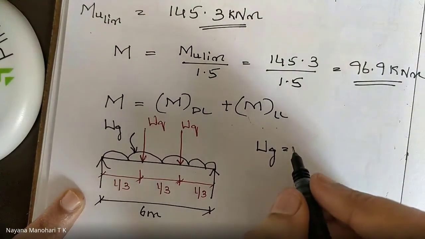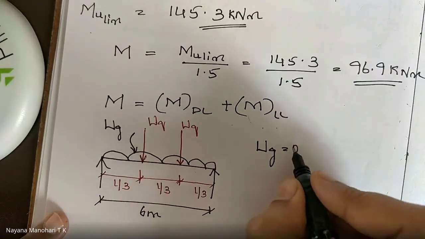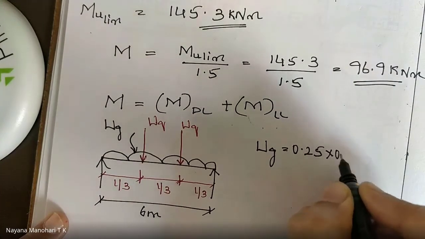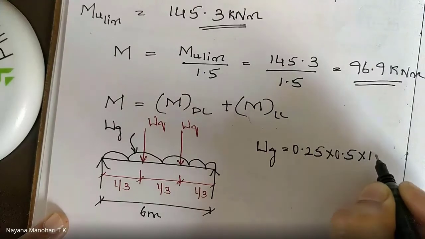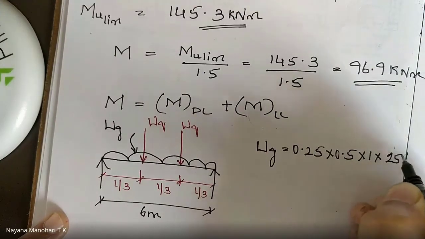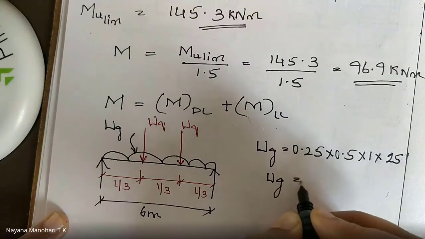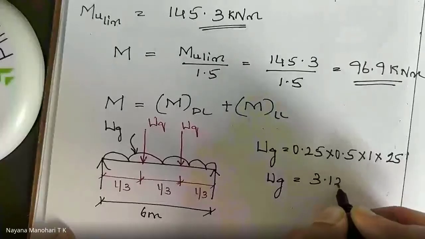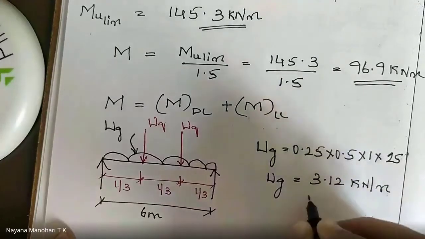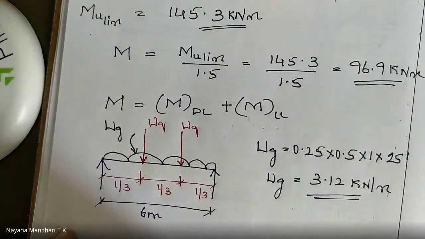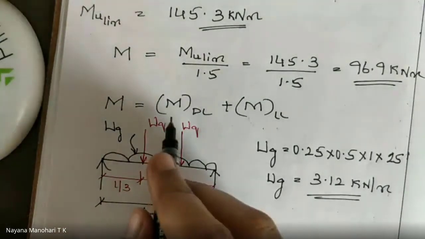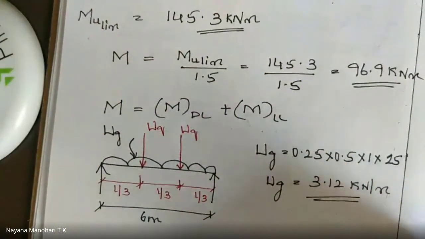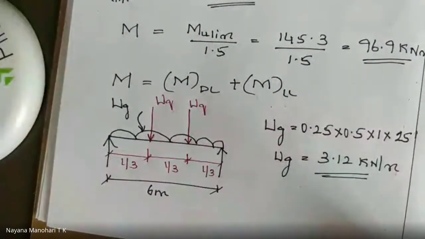Area multiplied by its density. Cross-sectional area is 0.25 multiplied by 0.5, into 1, into density, take it as 25. How much is the WG value? 3.125, that is 3.12 kilonewton per meter. This is your WG. What is the moment due to dead load? We'll do it here only.